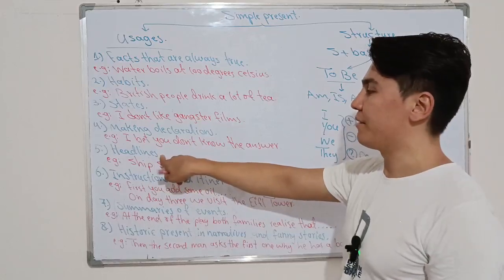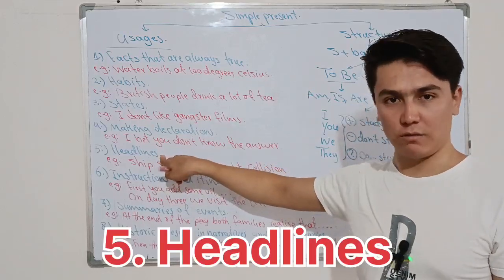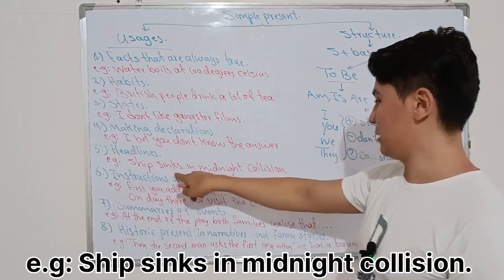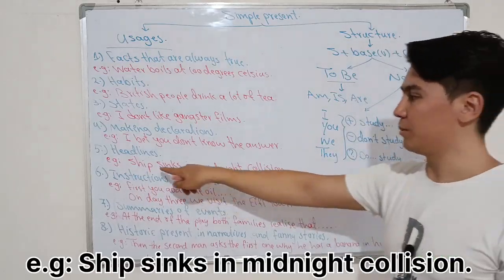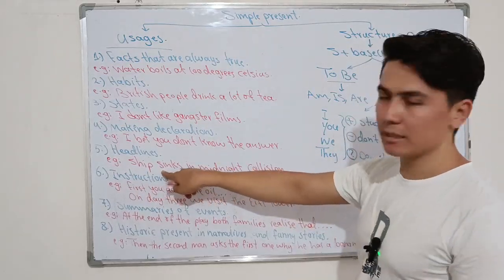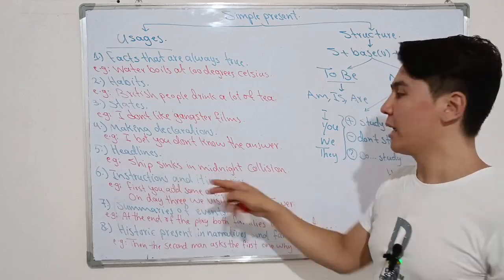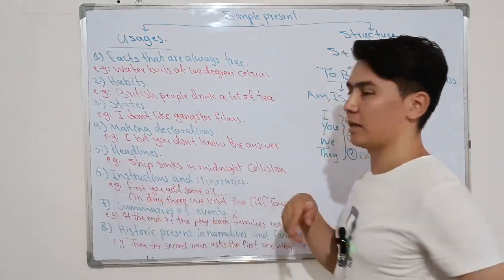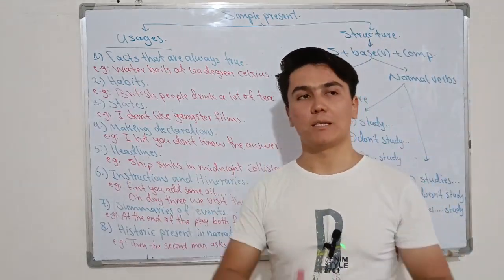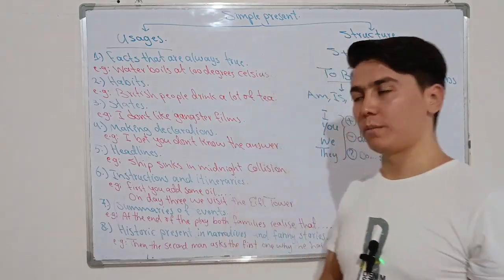The fifth usage that we have, headlines in newspapers and also TV news. As an example, ship sinks in midnight collision. So sinks is the base form of the verb in simple present tense again. It is a kind of headline, a piece of news, or the headline of news in newspapers or TV news.